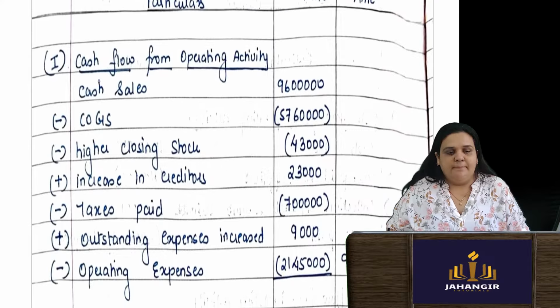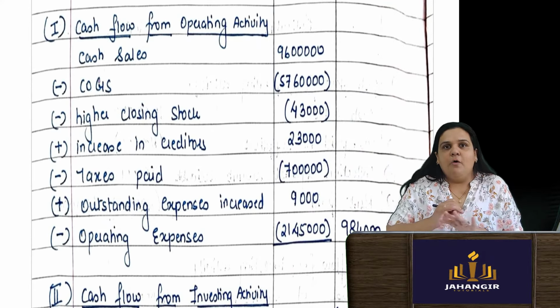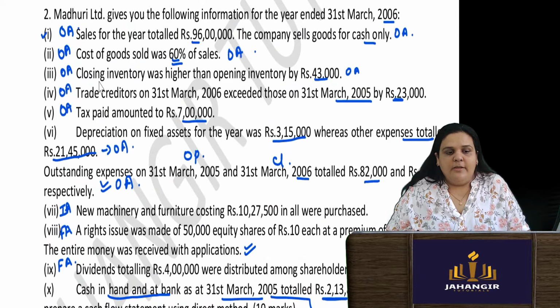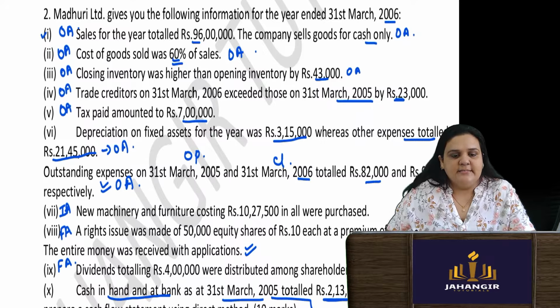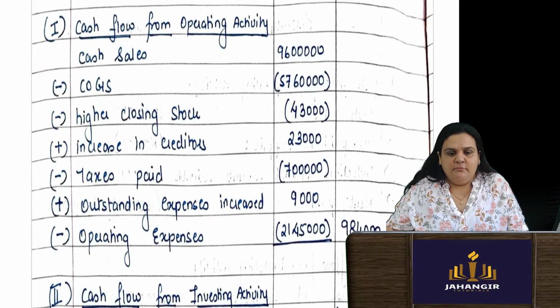Okay, let's see. Cash flow from operating activities. They are telling me all my sales are in cash only, directly. So this entire 96 lakhs is going to be cash coming in because of sales, positive.